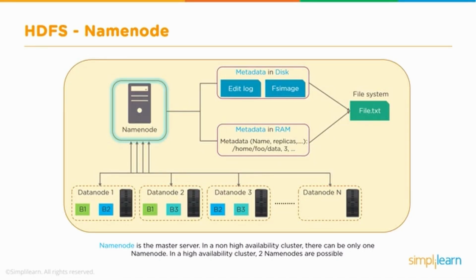So if a file is stored on HDFS, its information will be there in the metadata in disk in the form of edit log and fsimage. I'll explain about that again. And we will also have metadata in RAM, which has information of which blocks the file is broken down into, which data nodes the blocks are residing on, and what the file permissions are.